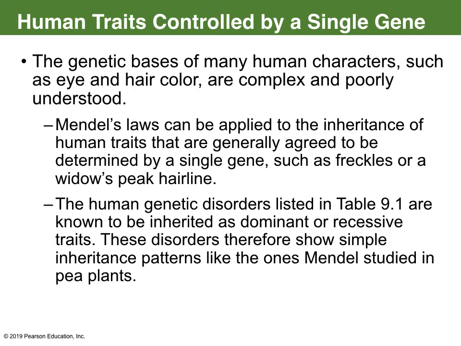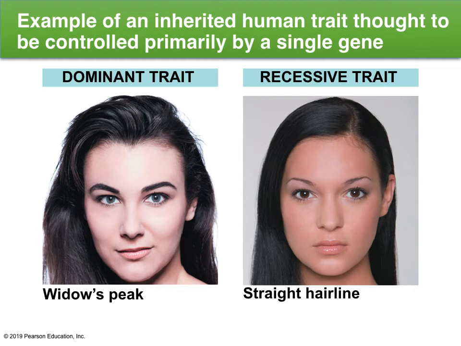Now, when we get to the human genetic disorders in the table in a couple of slides, you're going to see them inherited as dominant or recessive traits. Now, these disorders therefore show simple inheritance patterns like the one Mendel studied, right? So one gene is going to have two possibilities. And just another example of an inherited human trait thought to be controlled by just one gene, right? So dominant is the widow's peak, recessive is the straight hairline.